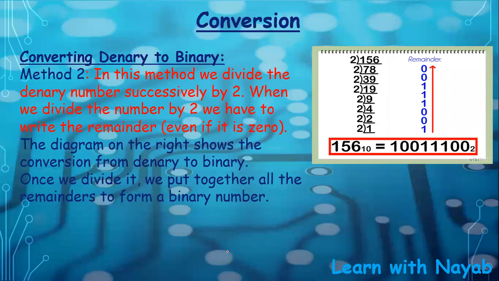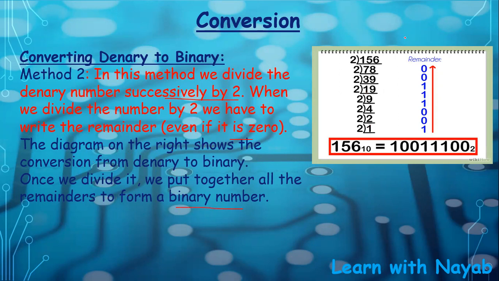Now the next method is where we divide the denary number successively by 2. When we divide the number by 2, we have to write the remainder even if it is 0, and even if the number is odd. The diagram on the right shows the conversion from denary to binary. Once we divide, we put together all the remainders to form a binary number.